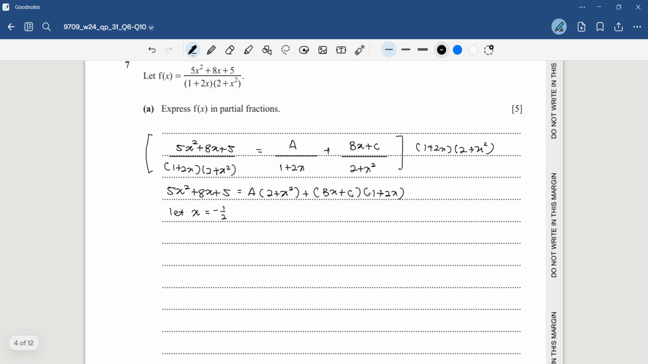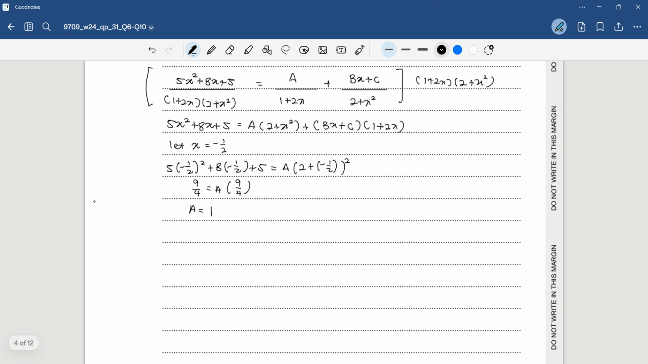So when I use negative 1 over 2, this value will be 0. And 0 multiplied with anything will be 0, so this one will be eliminated together. So when x equals negative half, you can just substitute in negative half squared plus 8 times negative half plus 5 equals a bracket 2 plus negative half squared. When you calculate this, you will get 9 over 4 equals a bracket 9 over 4. Therefore my a equals 1.